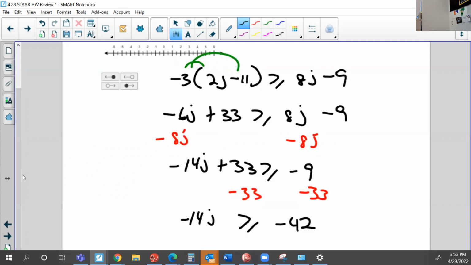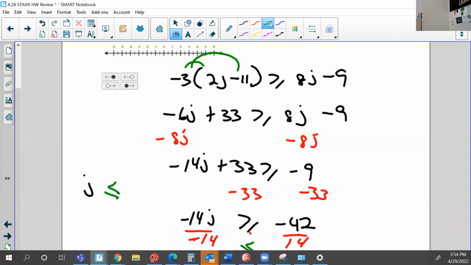Okay. So now we're going to divide by negative 14. I need more space. So I'm going to divide by negative 14 on both sides. We have to be careful now, because you're dividing by a negative number, the sign is going to flip. So that gives me j, and it's going to flip to less than or equal.